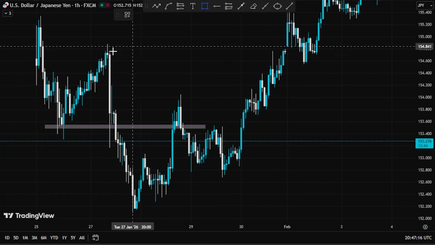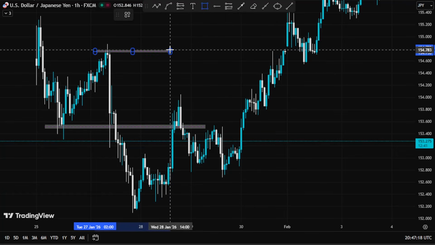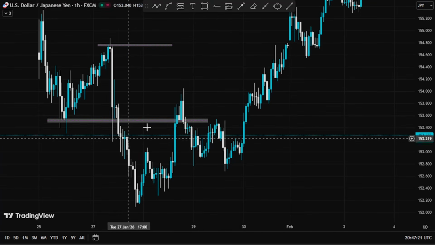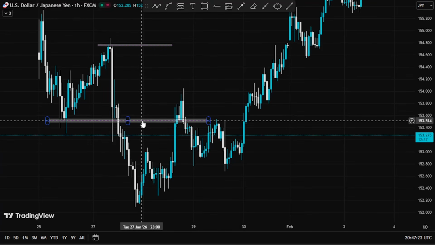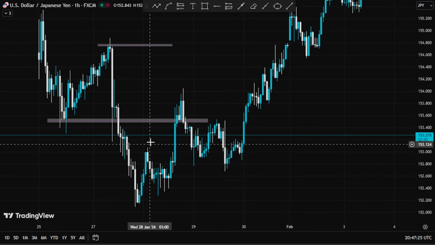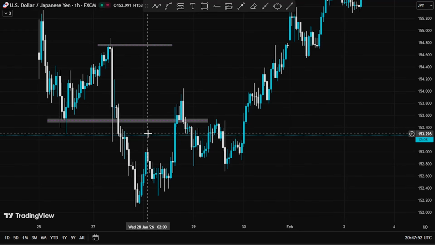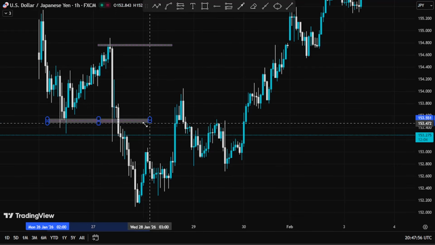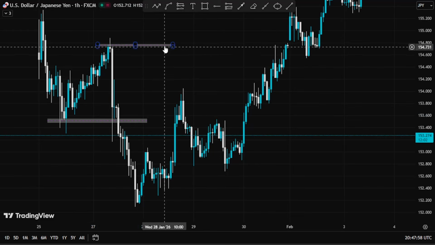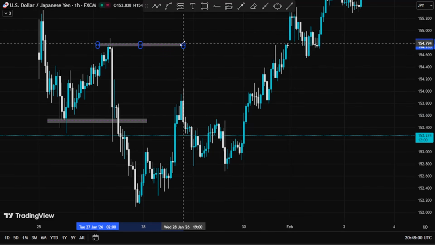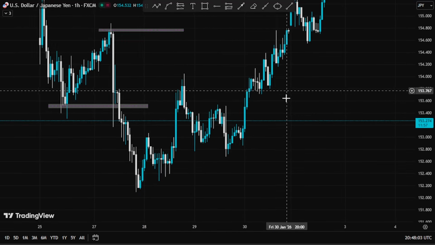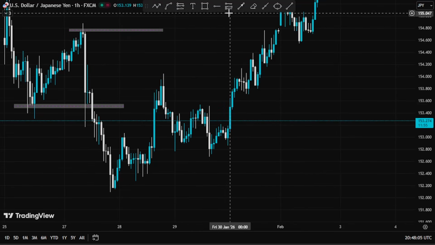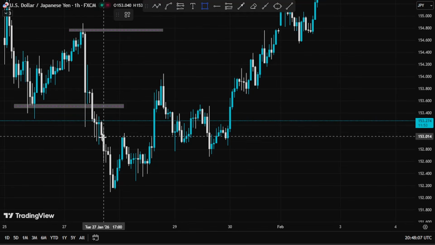So now let's get rid of this and let's look at the main thing here. I'm going to take out this rectangle tool and mark this level. You can see that when price gave this indication, it showed that it was going to move down. Now there's something very interesting that happens here. When price gave this swing low here, let me extend this and then extend this. You can see that there's another swing level here that you can identify with your eyes.